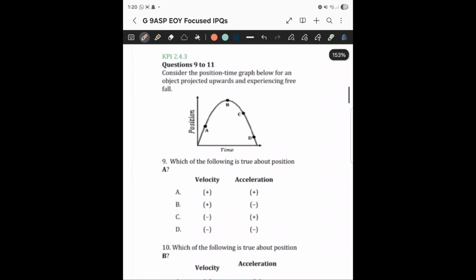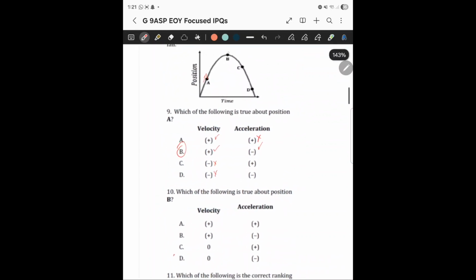Which of the following is true about position? Okay, so this is a position time graph about position A specifically. A is on the way up, so positive velocity, not positive acceleration. Positive velocity, negative acceleration, yes, B is correct. These two are wrong. That's for A. At B, which is the top, as you know by now, it would be 0 velocity. So these two are wrong. The acceleration is always gravity, always negative, always minus 9.8. So that means the answer will be D in this case. Okay, very nice. Let's move on.